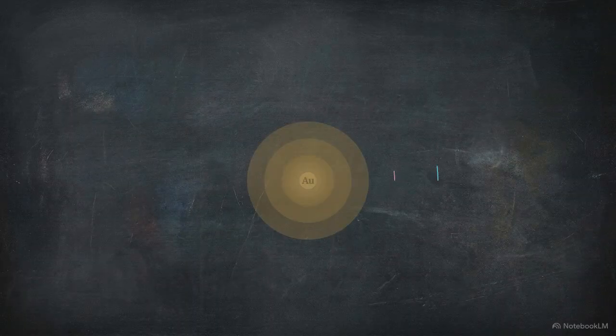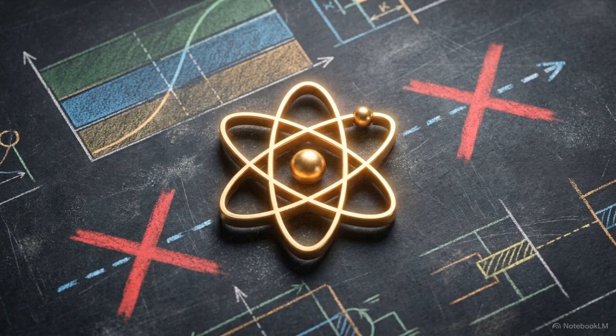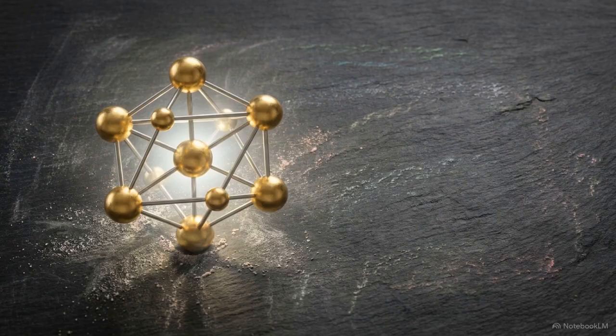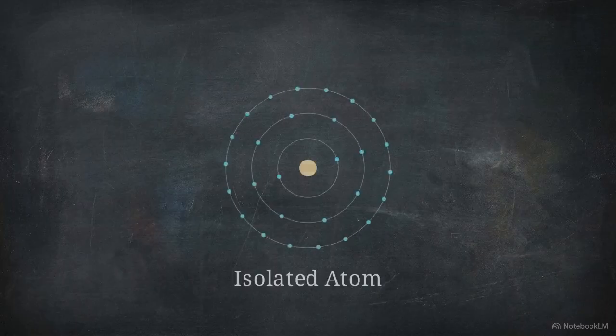To explain why it doesn't, many rely on a simplified model where an electron makes a jump between the 5d and 6s orbitals of a single atom. But an isolated atomic transition like that violates quantum selection rules. It is physically impossible for a single gold atom to produce this color on its own. To find the source of that yellow hue, we have to move past the isolated atom and look at how electrons behave collectively within a solid crystal.